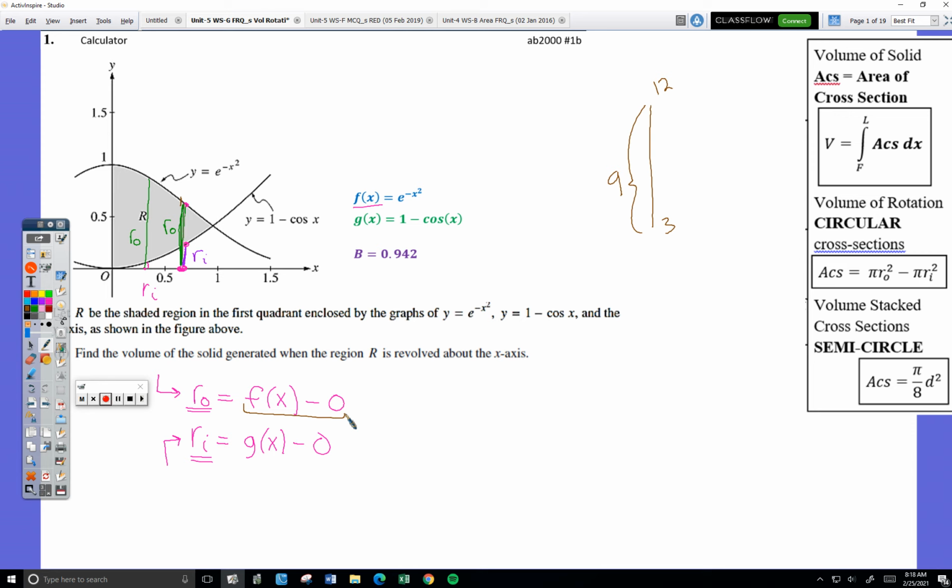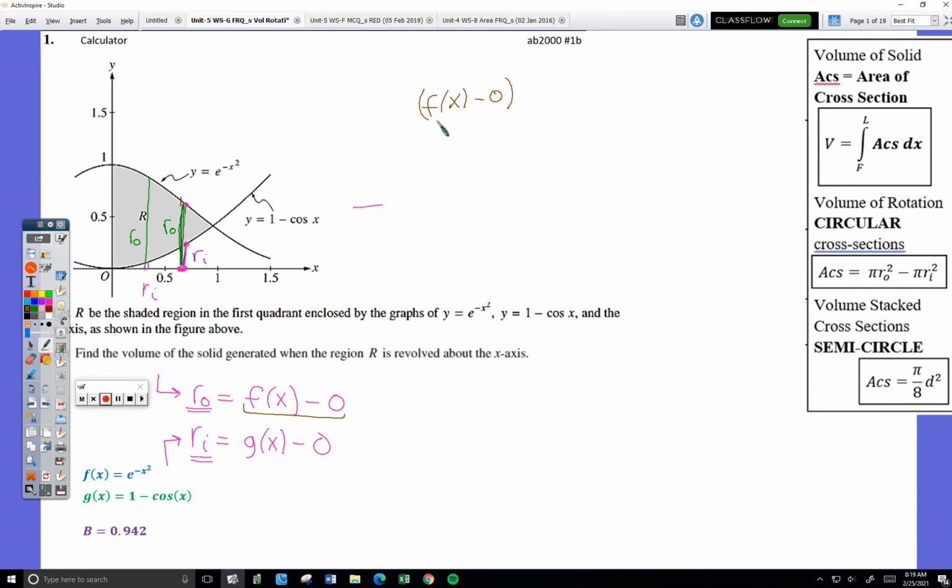All we have to do now is take that radius, square that radius. So take f of x, move this out of the way here. Down here will work. So take that radius, f of x, subtract 0, square that radius, multiply that radius by pi.